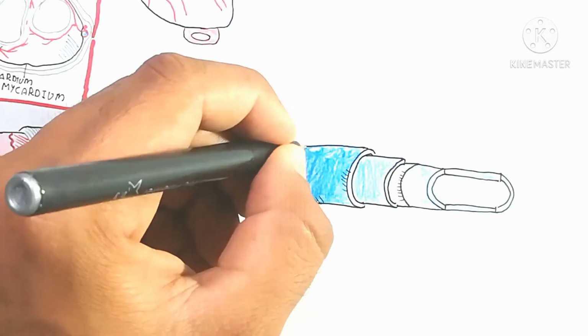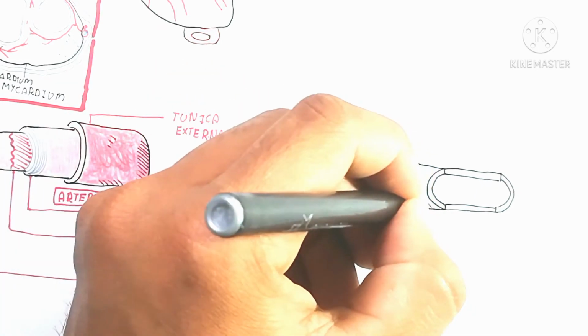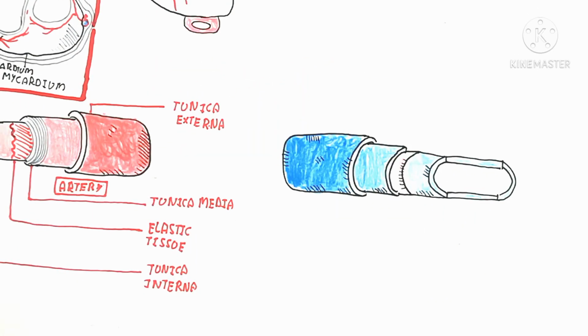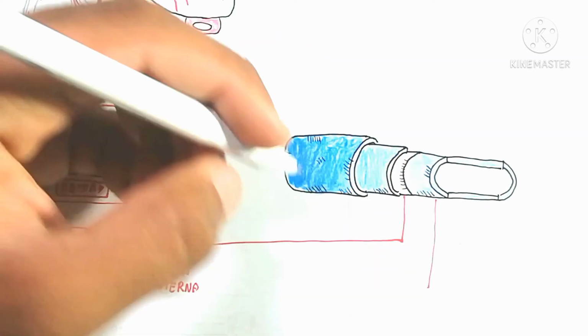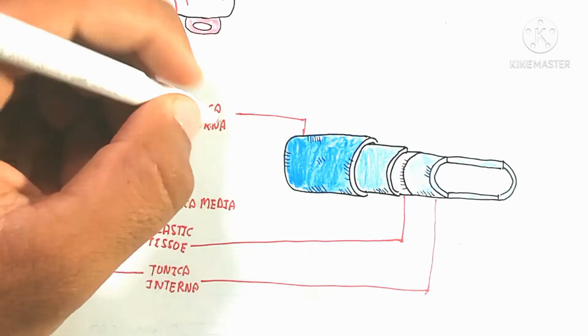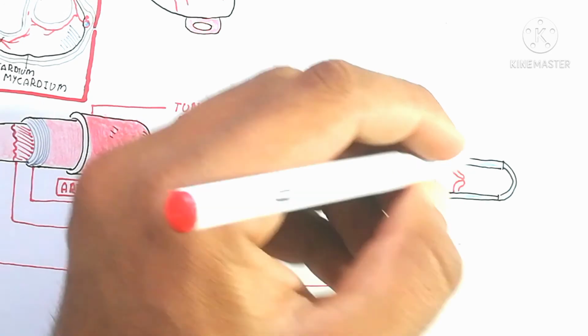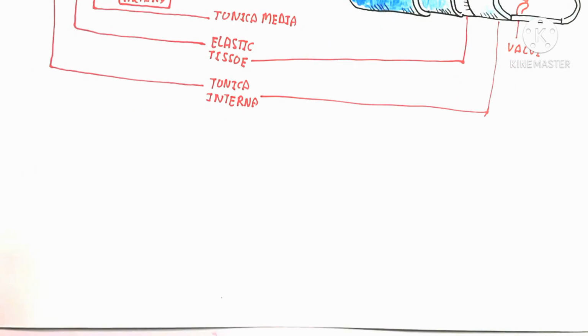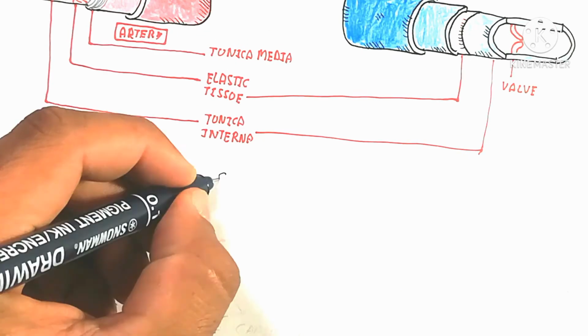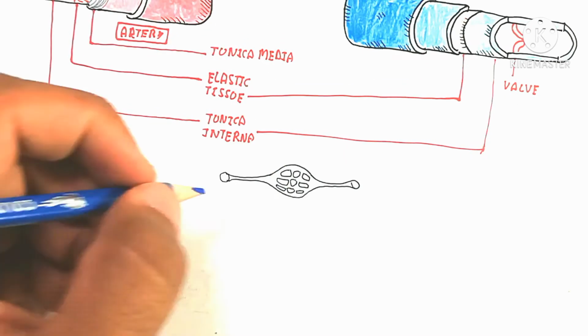It is also known as the tunica externa in the vein. Here the valve is present, but the elastic tissue is less thick as compared to the artery. The tunica media is thin in the vein as compared to the artery.